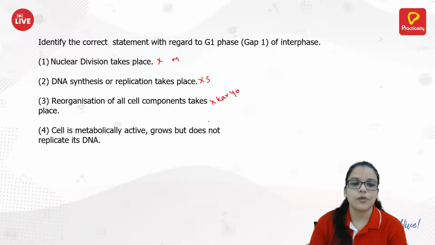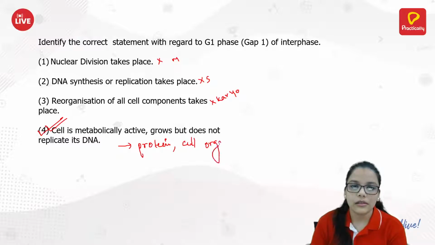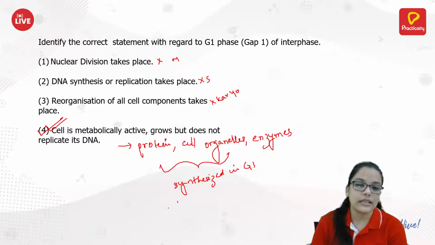Okay, cell is metabolically active, grows, but does not replicate its DNA. Okay, this is the correct answer. It is metabolically active because all kinds of proteins, cell organelles, enzymes, these are all synthesized in G1, but DNA is not synthesized during this phase. So, the cell is metabolically active but does not replicate its DNA.